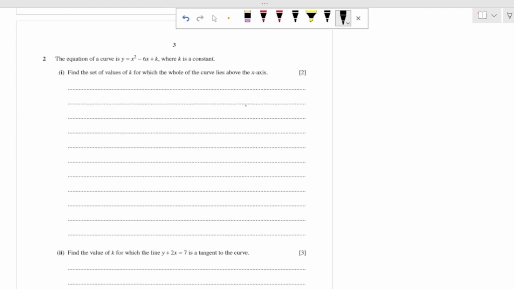On question 2 part 1, first of all let's see. The equation of a curve is y equals x square minus 6x plus k, where k is a constant. Find the set of values for k for which the whole of the curve lies above the x-axis. So we can visualize this with a graph or sketch a graph. They're asking us that we have a curve and we want to find a value of k such that our curve will be above the x-axis.